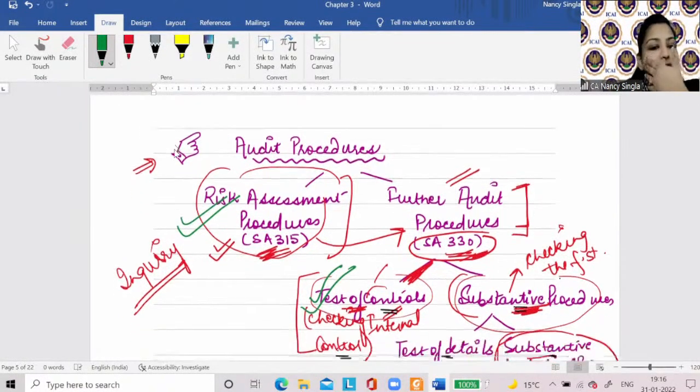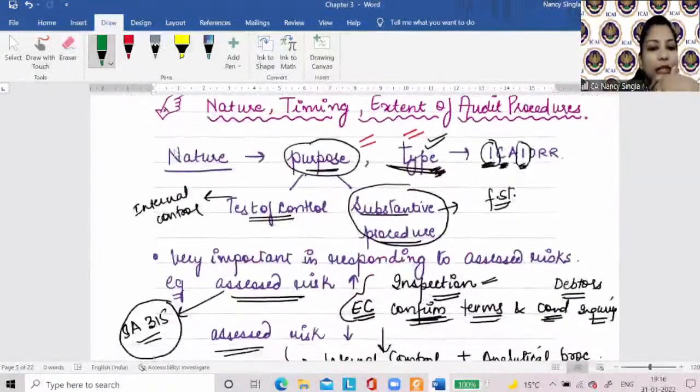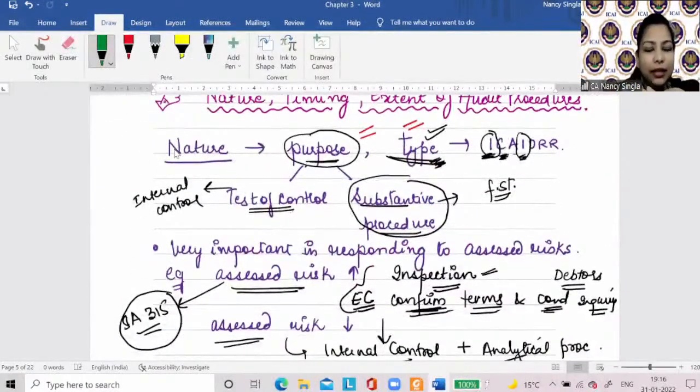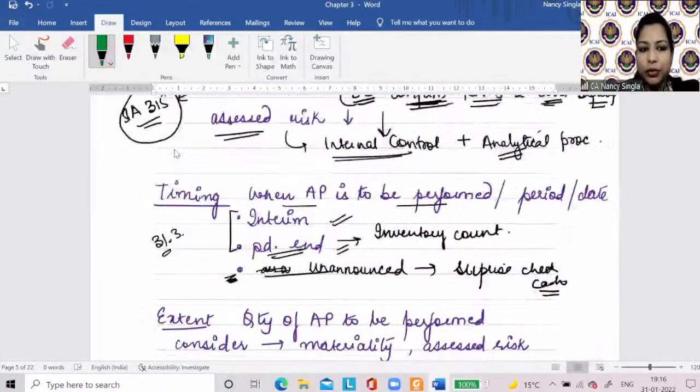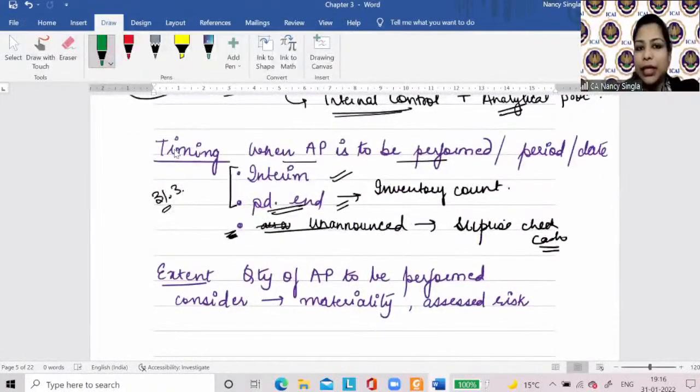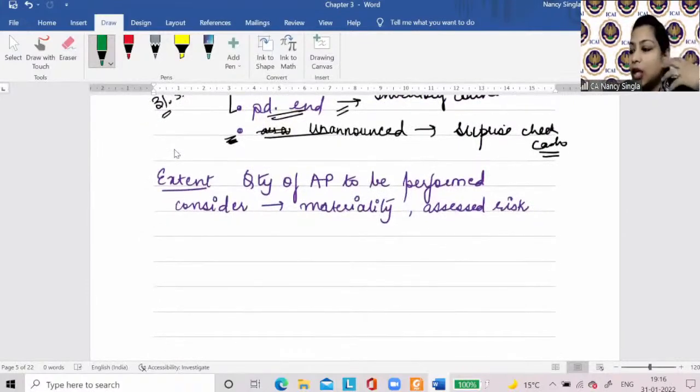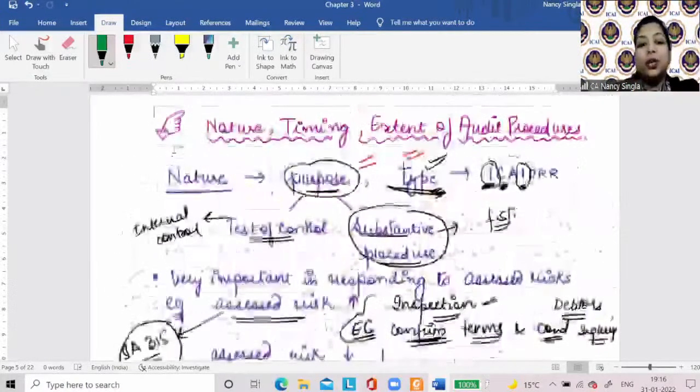Okay? So first of all, we saw that risk assessment procedures, nature, timing, extent is clear. Nature means what is the purpose, what are the type of procedures you want to perform. Timing can be interim, period end, or an unannounced date. Extent is what quantity of audit procedures you are going to perform with respect to a particular assertion. Till what extent you are going to check it.